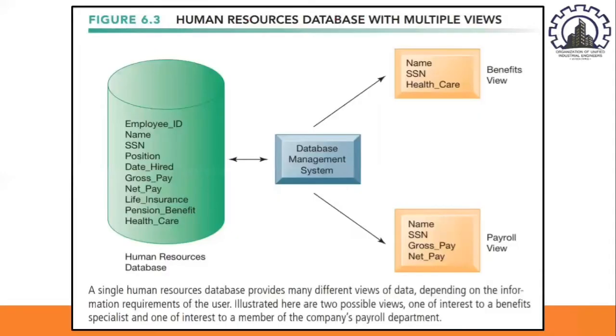Now, as you can see in figure 6.3, the database management software makes the physical database available for different logical views required by users. For example, for the HR or human resources database illustrated in this figure, a benefit specialist might require a view consisting of the employee's name, social security number, and health insurance coverage. A payroll department member might need data such as the employee's name, social security number, gross pay, and net pay as well. So the data for all these views are stored in a single database where they can be more easily managed by the organization.